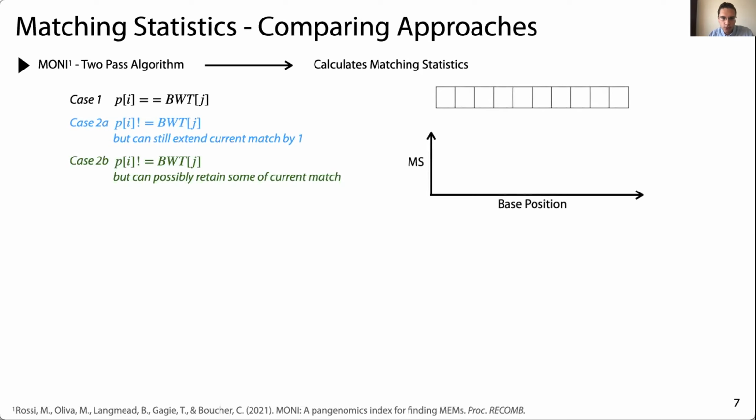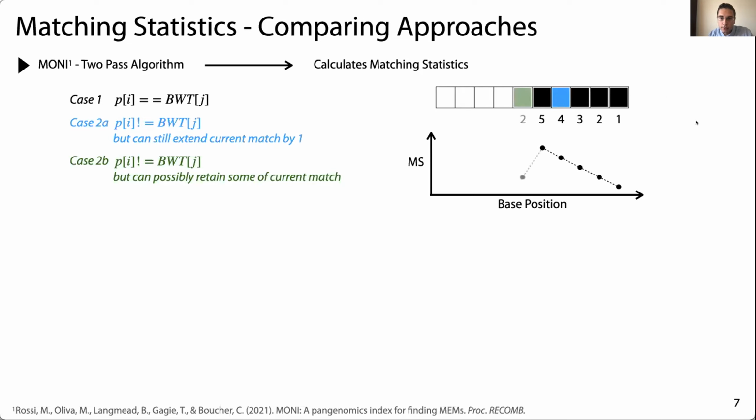So let me show you what these cases mean in terms of the matching statistics. We're going to start at the end of the read. We're in case 1, so the black box here. So we add 1. We're in case 1 again. We add 1 again. Case 1. Then we hit case 2A. So this means we can still extend by 1. So that's why this becomes a 4.